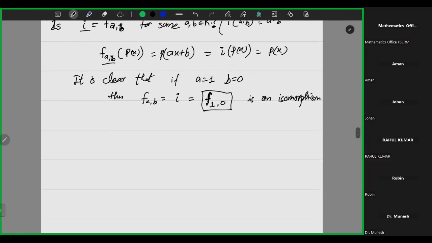Now let's see. Let f_{a,b} be given, and we want to find its inverse. And what extra is given? Assume a inverse exists. That is, a inverse exists means a is invertible, or a is a unit. It is given.